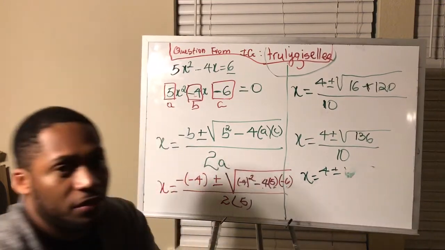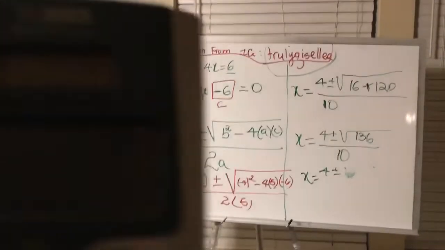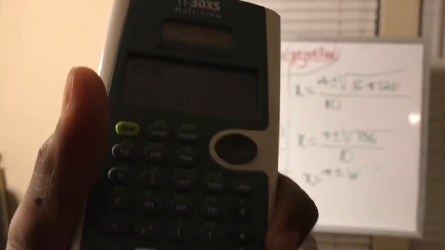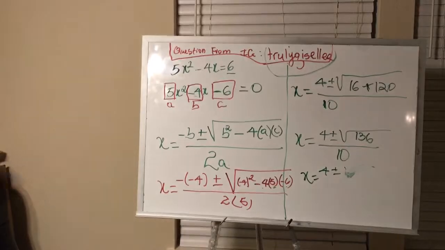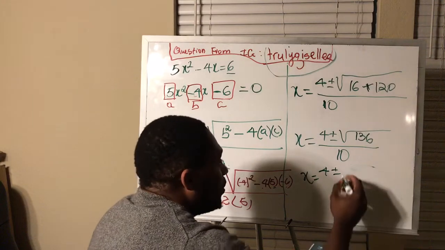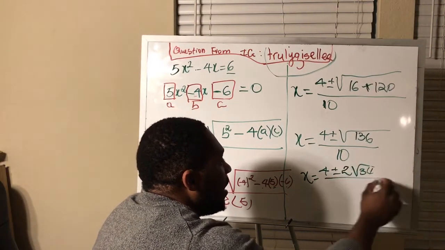So if you can see from the camera here, let me see if I can show you this. Uh-oh, I'm blocking the light. Let's see if I can show you this. You see, 136, square root of that is 2 square root of 34. By the way, this calculator is really good, I'll tell you that. This is one of my favorites.